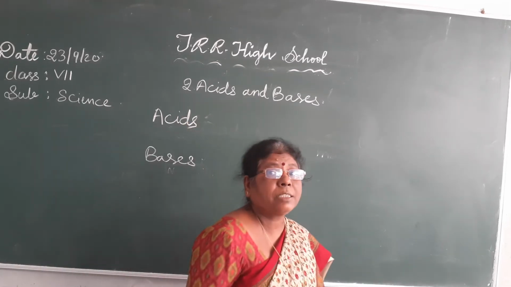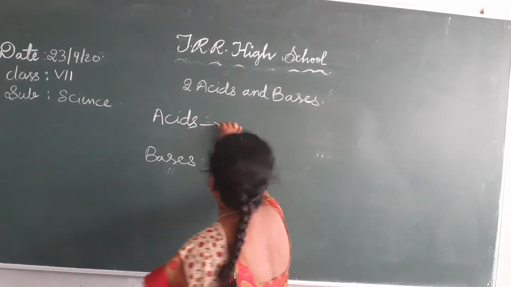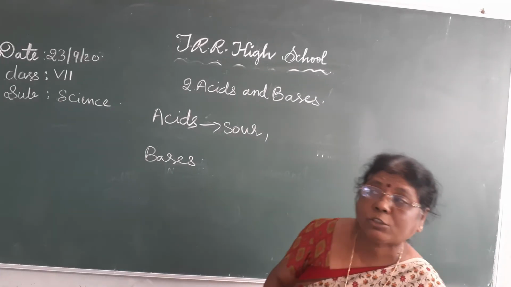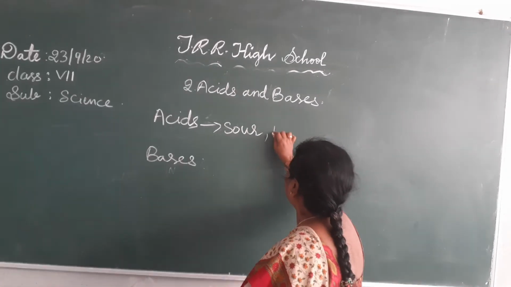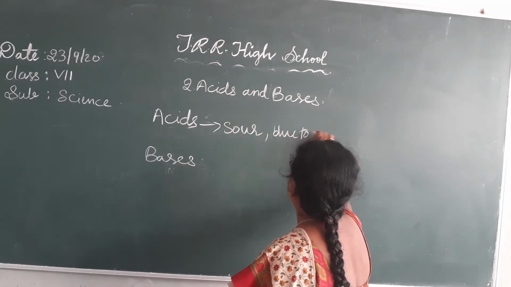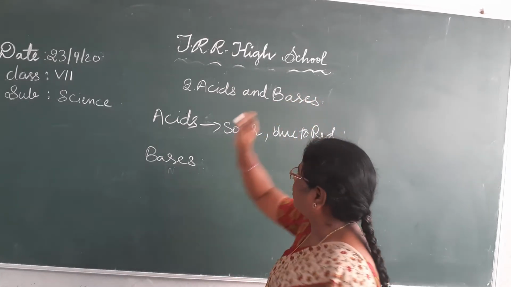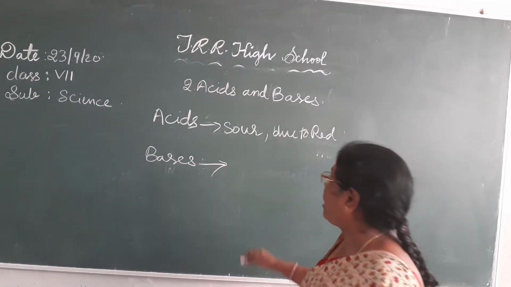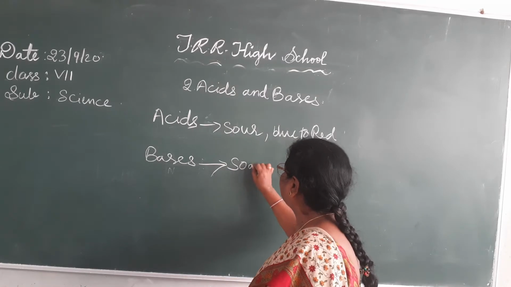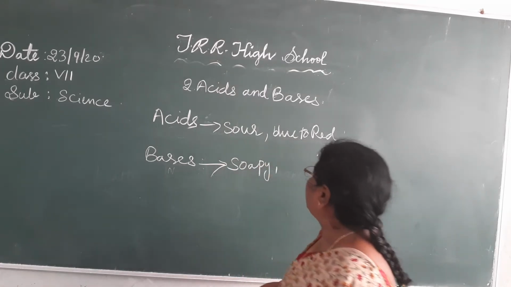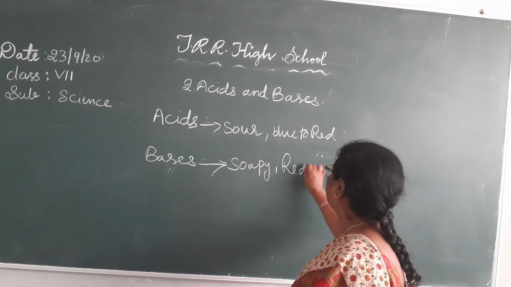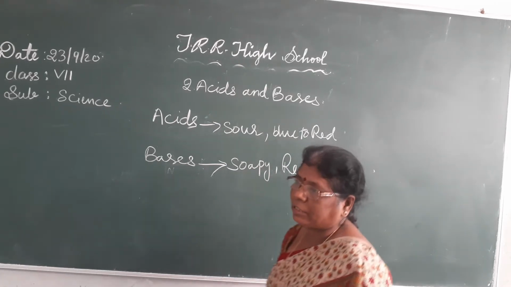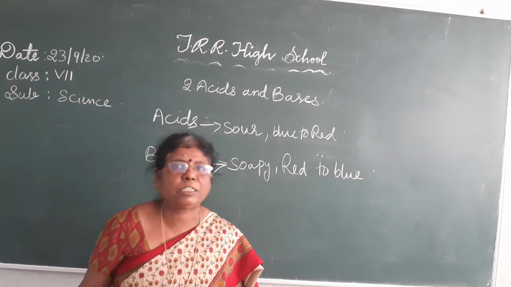What are acids? Acids are sour in taste and change which litmus to which color? Blue litmus to red color. Already we discussed. Next, what are bases? Bases are soapy to touch and change red litmus to blue color, isn't it? Already we discussed about the acids and bases. What are acids? What are bases?